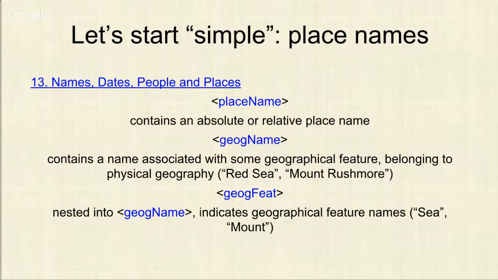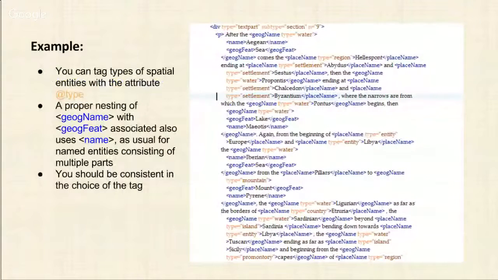A place name in TEI contains an absolute or relative place name, and it can also be nested with various types of specification, particularly the geographical name that contains a name which is associated to some geographical feature, which can be, for example, Mount Rushmore, which belongs to physical geography, obviously. And it can be nested with geogFeat, which is a geographical feature that indicates the further specification of the name of the geographical feature. So in the case of Mount Rushmore, it would be Mount.